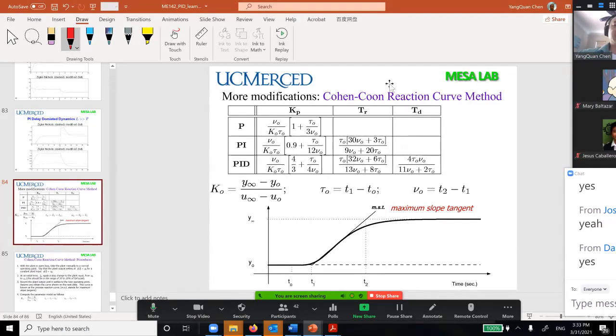So this is called the Cohen-Coon reaction method. It's one of the famous tuning methods. If you know Ziegler-Nichols and you know Cohen-Coon, people will say, I know you know PID tuning. That's why it's important to know this.